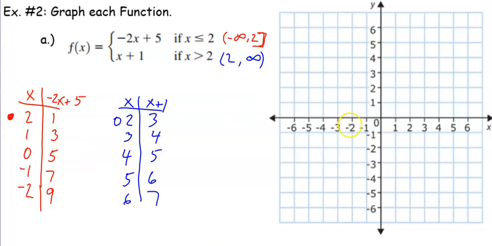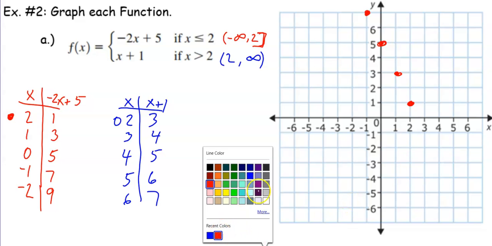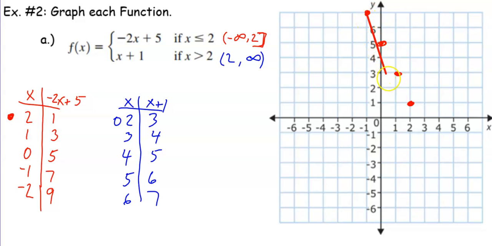So let's graph these points, and 2, positive 1 should have a closed circle. And then we're going to go 1, 3, 0, 5, negative 1, 7. And there is my line. Boom. And it ends at the 2, but on the other end, this end, it goes on forever because it's going to the left.